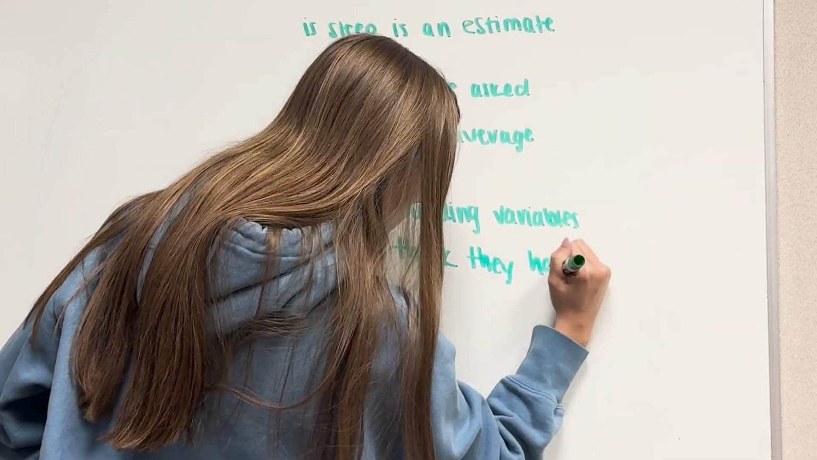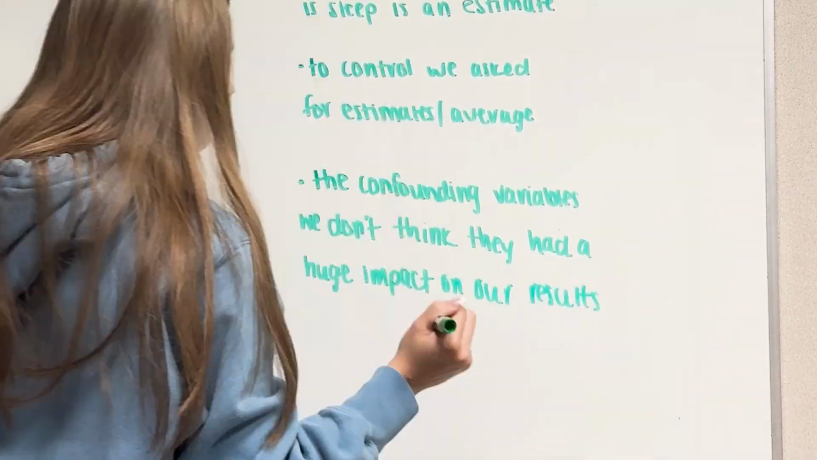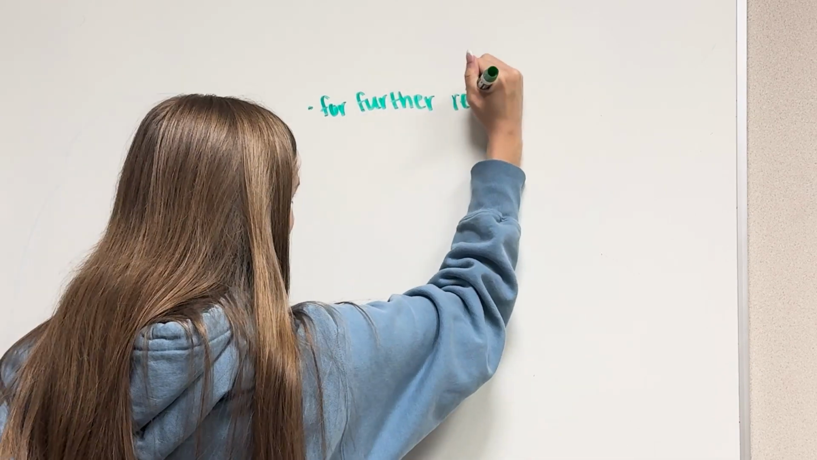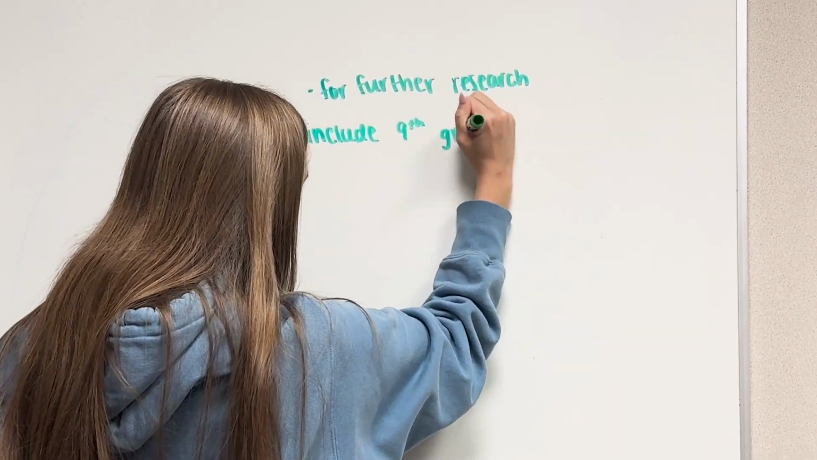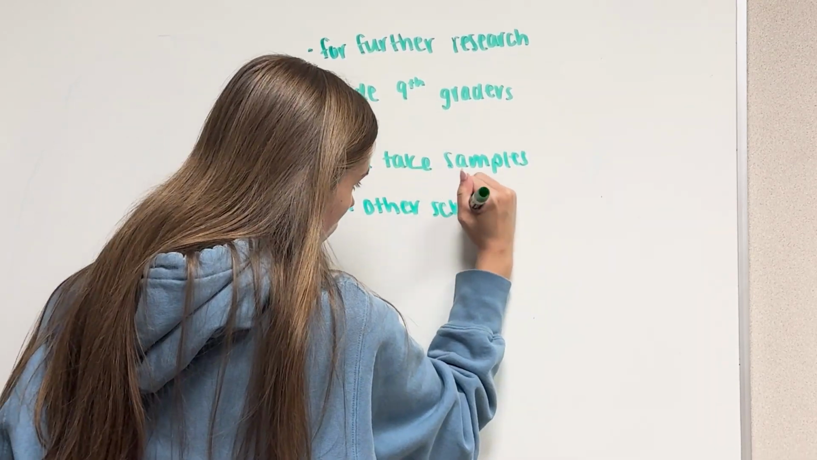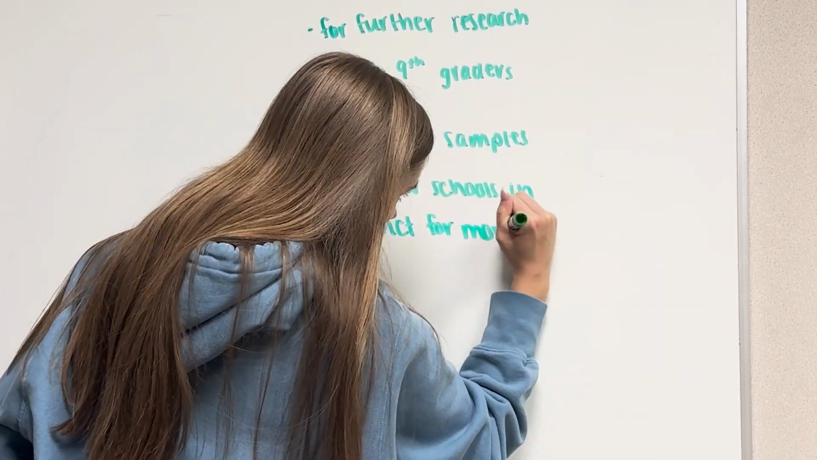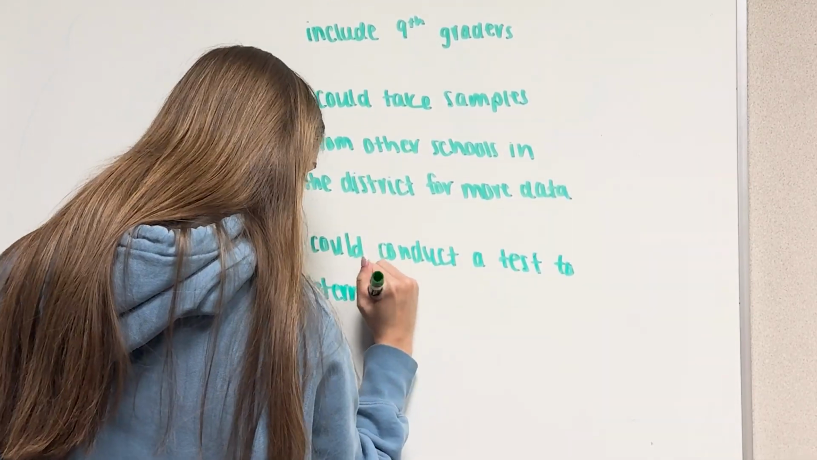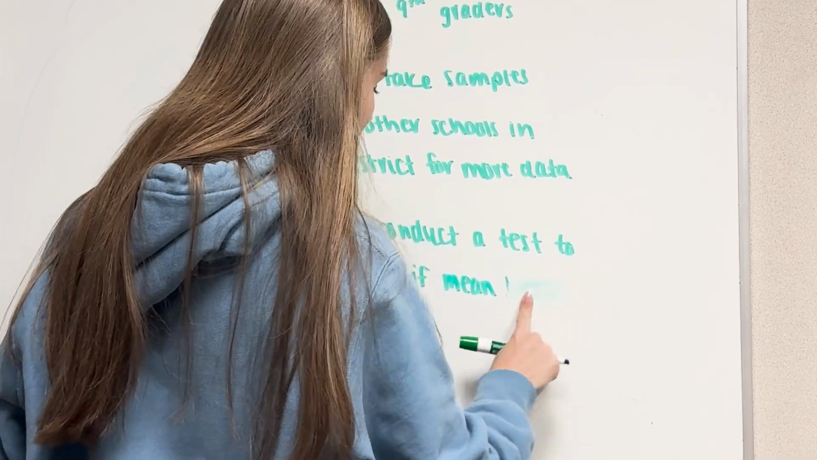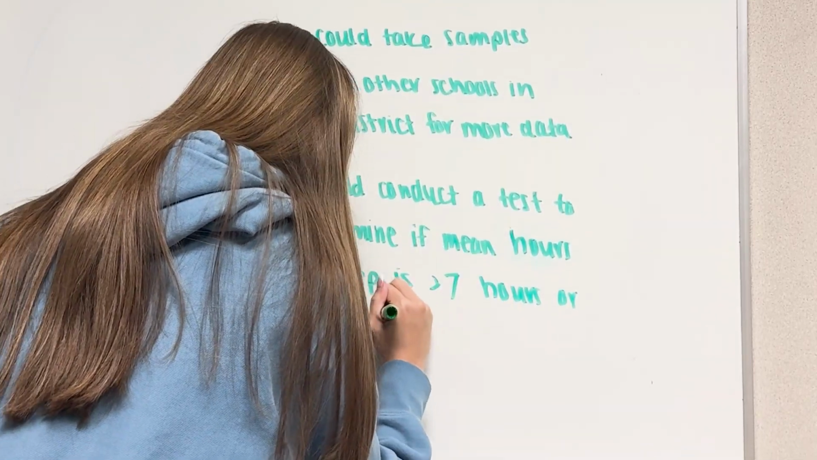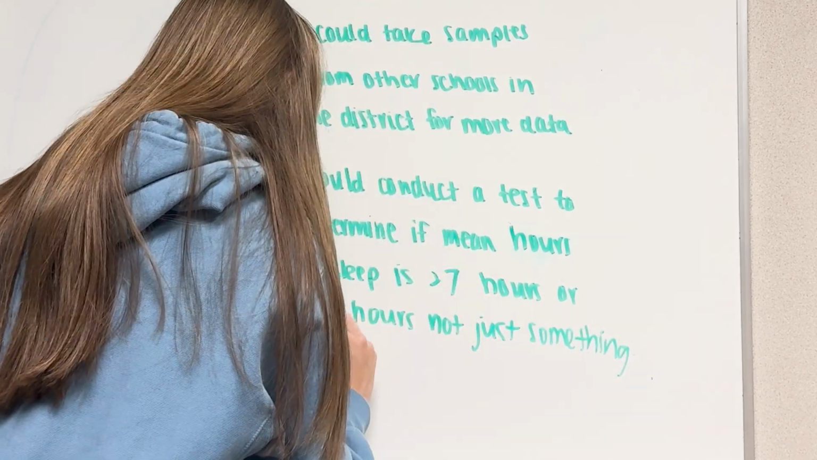There isn't a whole lot we can do to control some of these variables, but we understand they could impact our results, but we also don't think they had a huge impact. Something you could do to further your research is to take a larger sample and also include 9th graders. This will give you more information about all high school students rather than just 10th through 12th graders. You can also sample other schools to get even more data, maybe about our district rather than just Eastview High School. If you're curious whether the average amount of sleep is less than or greater than 7 hours, you could conduct a test where mu is less than 7 rather than not equal to 7.